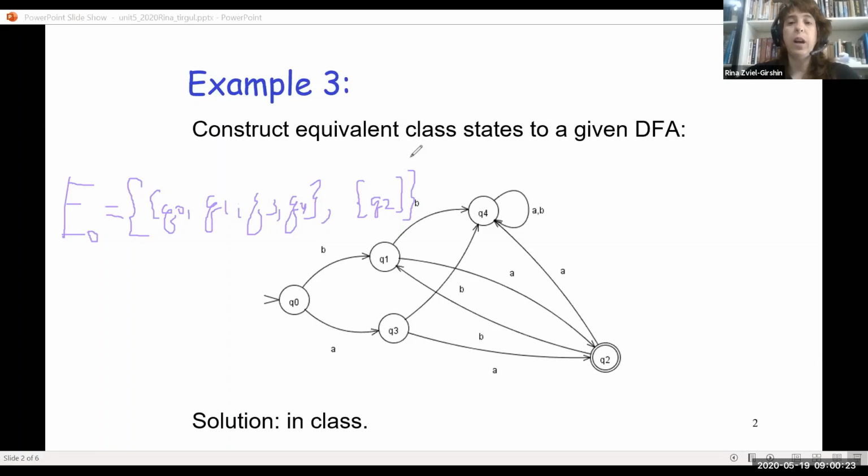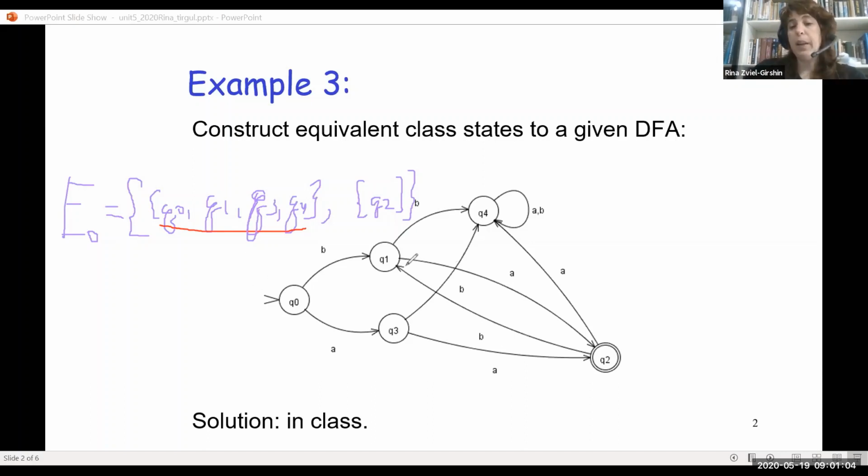So now the idea, how should I continue? I can't separate Q2 because it's only one state. So if I have an equivalence class with only one state, I don't need to continue with it. So I'm looking at the set where I have at least 2 states. And here I have 4 states, Q0, Q1, Q3, and Q4. So basically now I would like to find a separation word between 2, maybe 3, or maybe all 4 states.